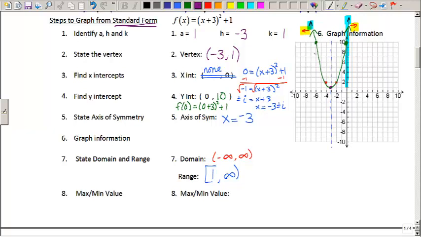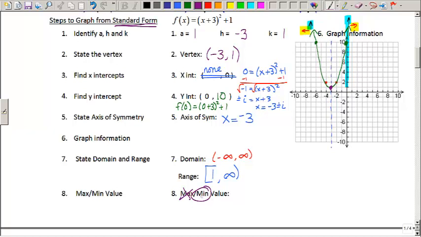Looking at all quadratic functions, you either have a low point at the vertex or you have a high point at the vertex. In this problem, my parabola comes down and it has a low point here at this vertex at negative 3, 1. This is the lowest point of the entire graph. So therefore, I'm going to have a min value. I'm not going to have a max value. So that's what it means, min or max value.